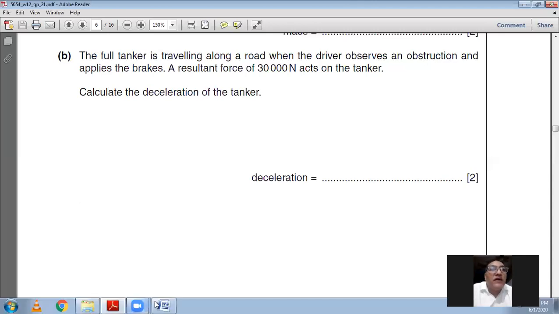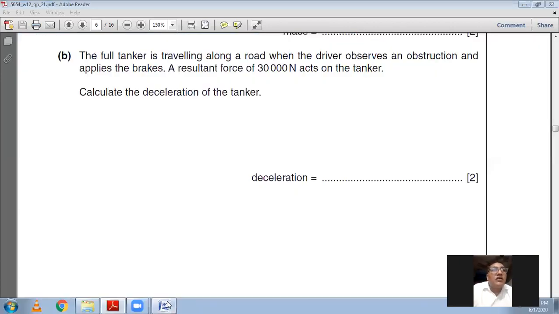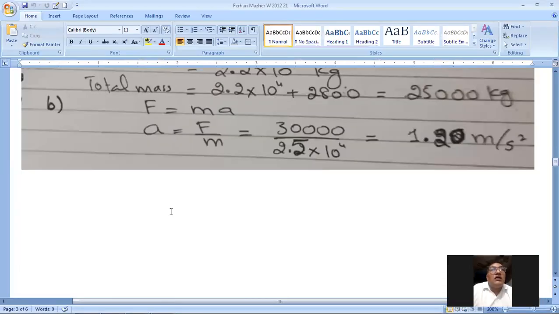Let me show you my work. I have done this on paper. Okay, so F is equal to ma, a is equal to F divided by m, 30,000 divided by 2.5 times 10 to the power 4, and the final answer will be 1.2 meter per second square. I hope that this is clear to you.